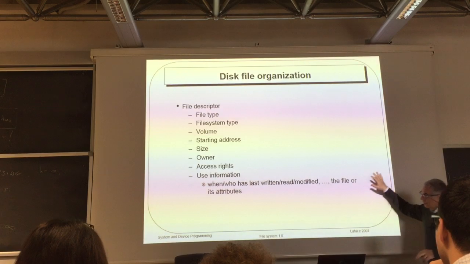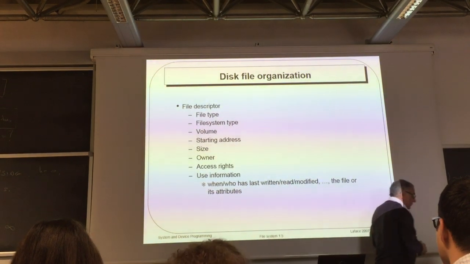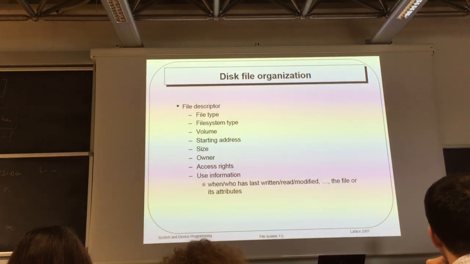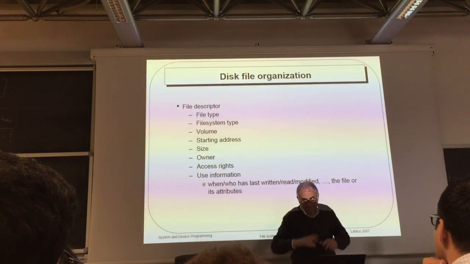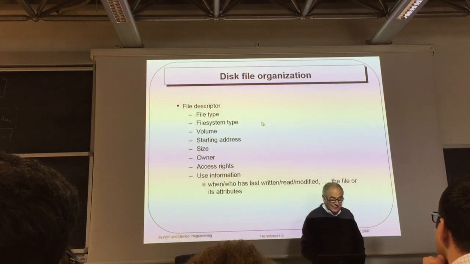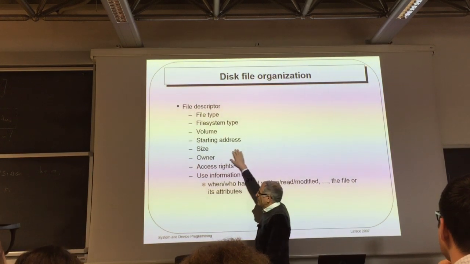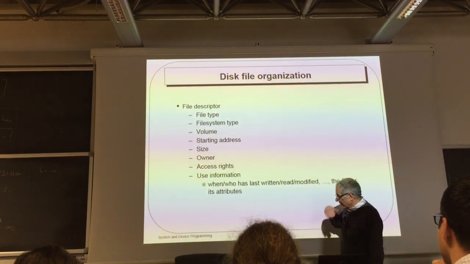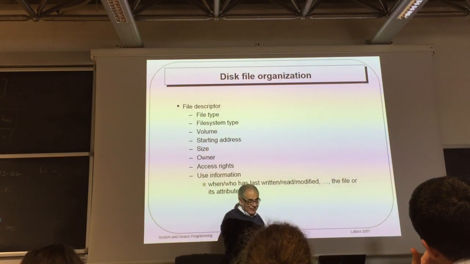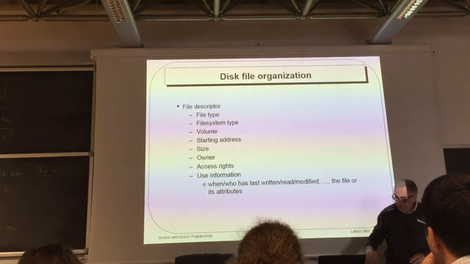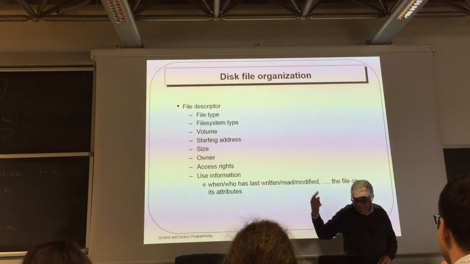The second element is the file name directory, and the third element is the file descriptor, what is always called the reality of the file. The file descriptor is the part of the disk of the file system that is used for administration of the file. In a file descriptor, in theory, you have the file type, the file system type, the volume, the starting address of the file, the size, the owner, the access rights, and other administration information regarding access time, modification time, and so on. What you don't have in the file descriptor is the file name, which is in the directory.